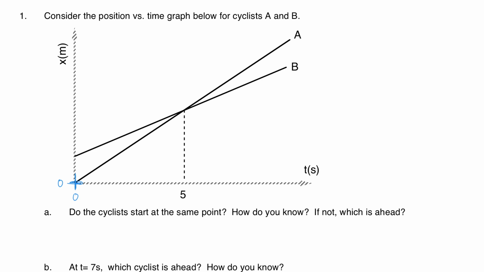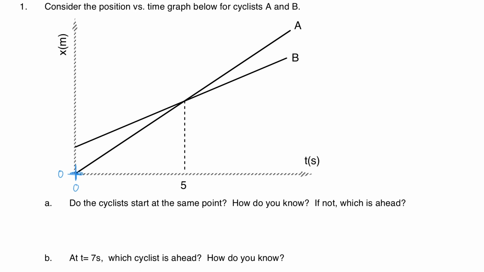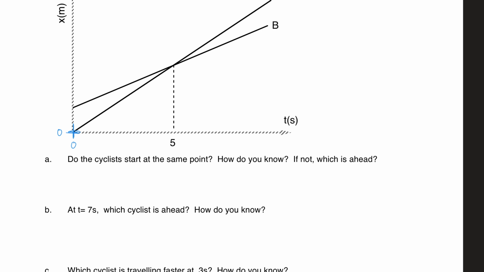But try and put it in the context of a question. Here, I think we would say cyclist B is further away from the origin than cyclist A. That's how I would like you to phrase it. All right, at t equals 7 seconds, which cyclist is ahead and how do you know? Hoth?